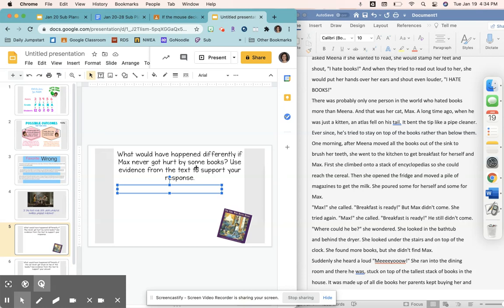If Max never got hurt by some books, Mina might have liked books. In the text, now I'm starting with a sentence starter. This type of answer is the bare minimum that I should be reading today, at least a restated sentence. In the text, that's the sentence starter that I'm going to use.